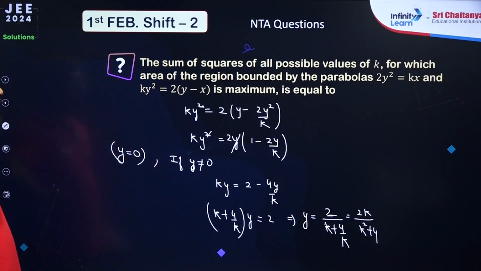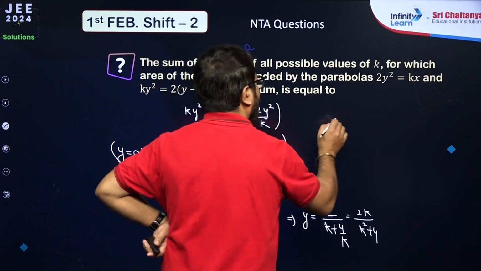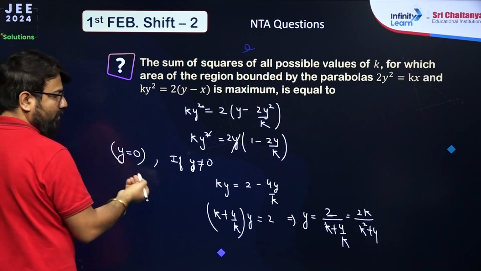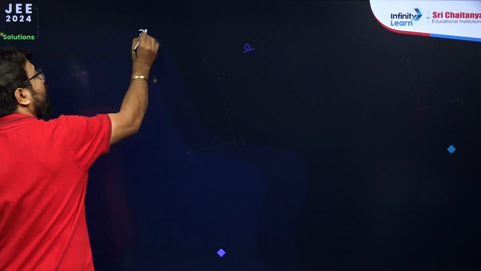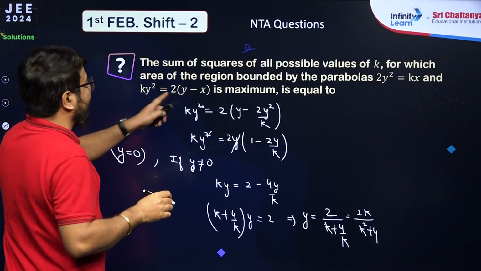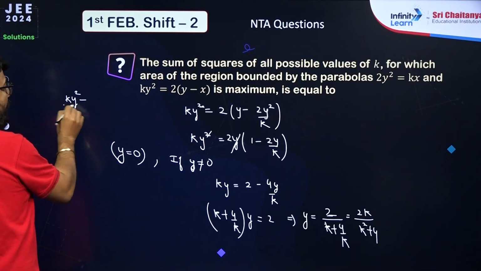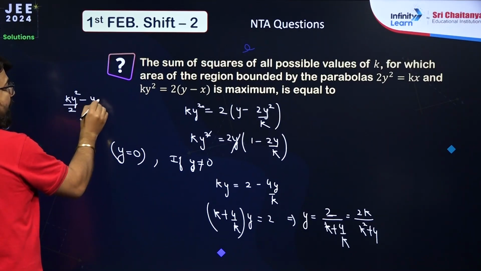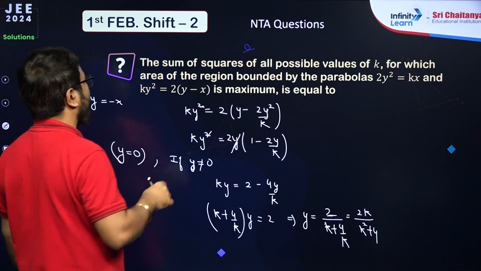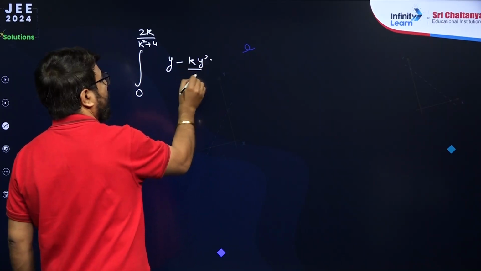Now my dear students, what we need to do? We need to integrate this function. So from where to where do I need to integrate? From 0, because the value of y is 0, to the other, 2k upon k square plus 4. And find the value of x from here. It is ky square upon 2, and then minus y is equal to negative x. So let us write here y minus ky square upon 2.